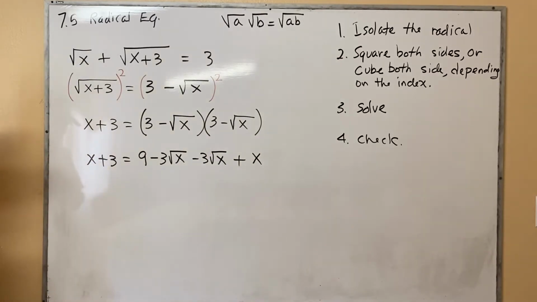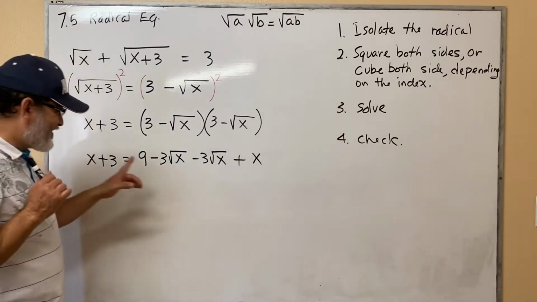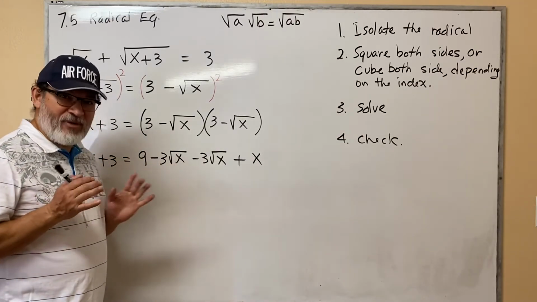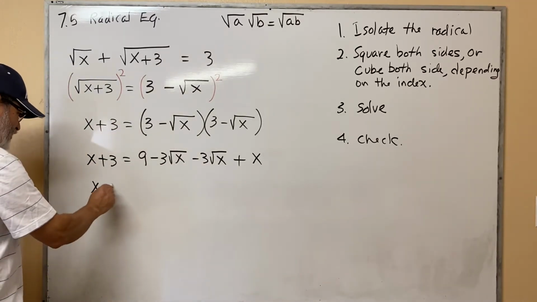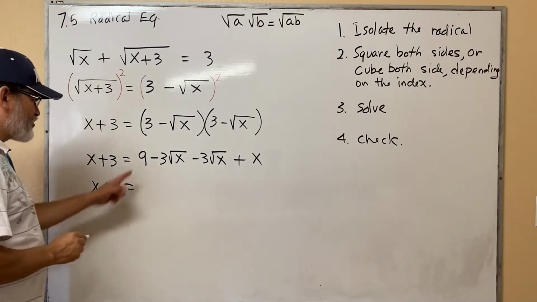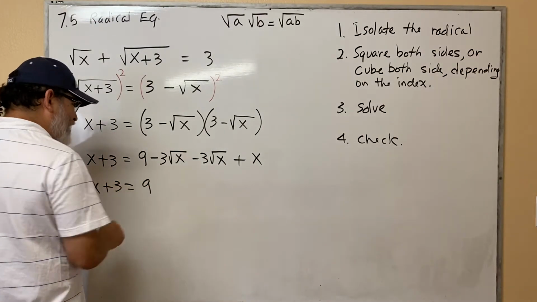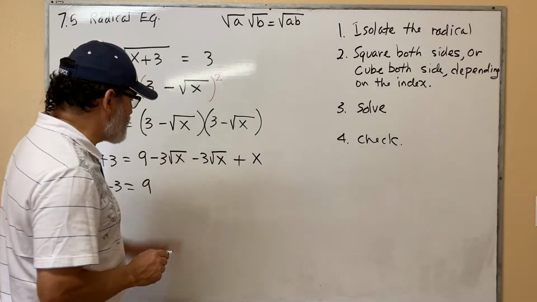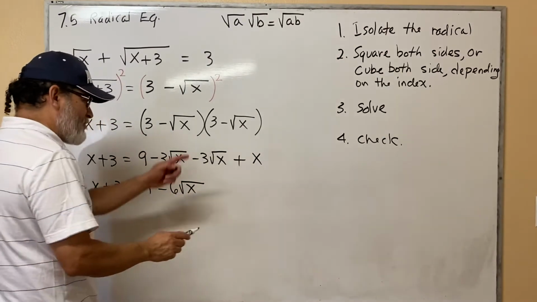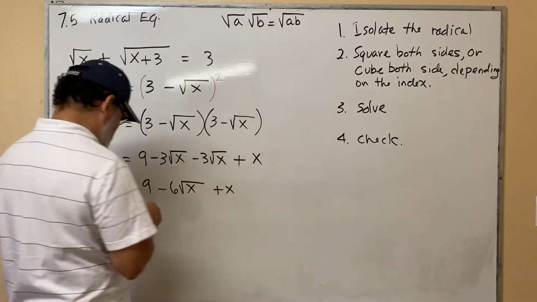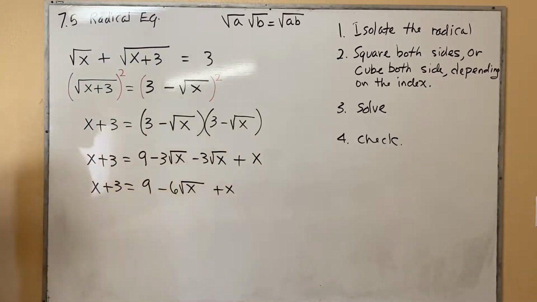All right, lucky for us, oh, by the way, look, the radical didn't go away. Let me simplify first, okay? So we get x plus 3 equals 9, combine those two, minus 6 the square root of x, plus x. There you go, you see?